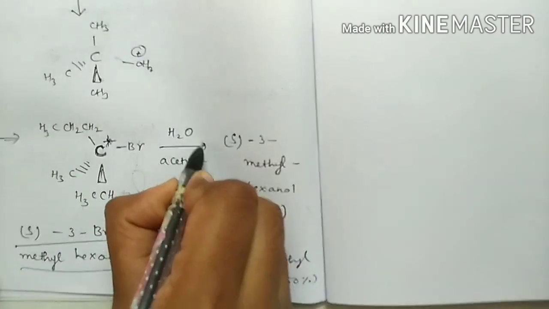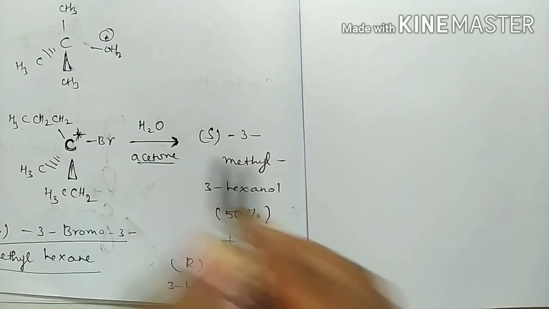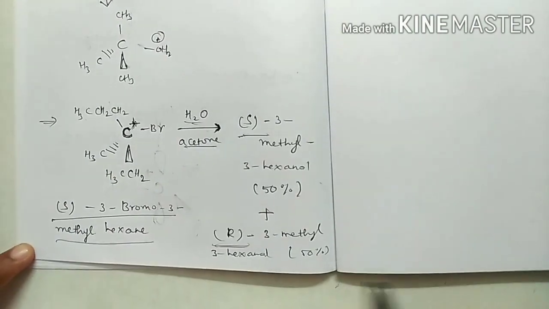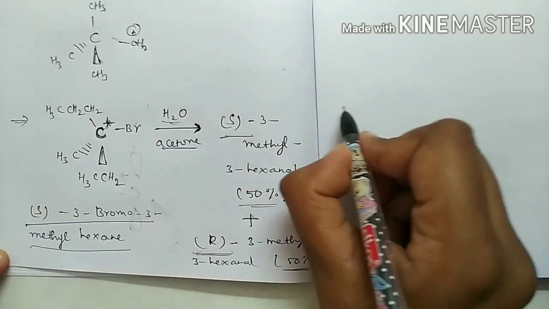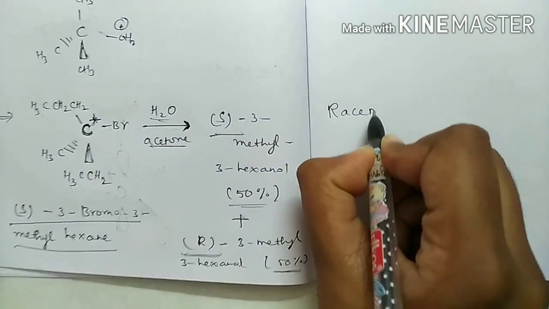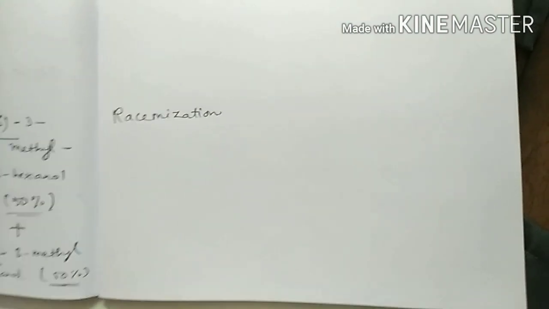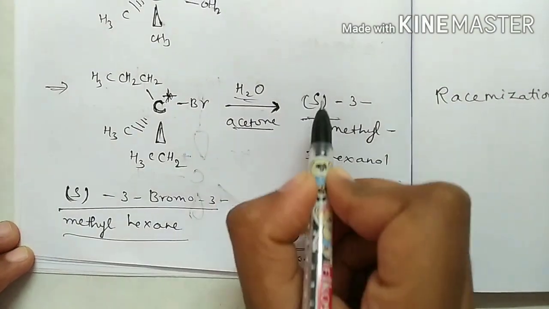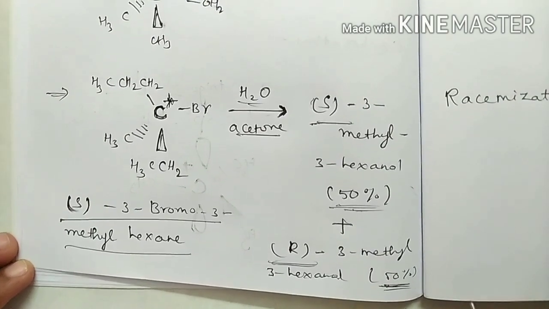So when it reacts with water, here the solvent is acetone, it gives both S and R products. S is formed 50% and R is formed 50%. This is called racemization. Racemization is nothing but a reaction that transforms an optically active compound into a racemic form. So here S has converted into S and R. S is formed 50% and R is 50%, leading to racemization.